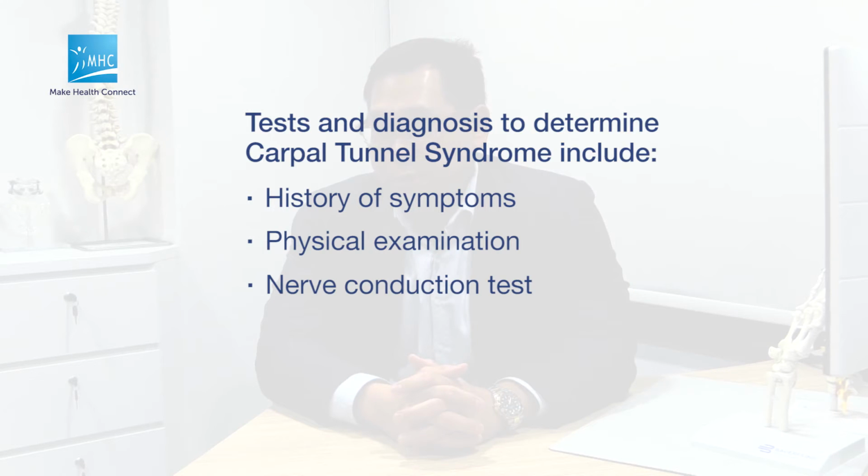Now, sometimes we do send the patients for a confirmatory test called the nerve conduction test. Using a nerve conduction test, we can check whether the nerve is compressed, because the results will tell us whether the nerve is transmitting signals at a reduced speed or a reduced amplitude. If that happens, we know the nerve is slowed and therefore being compressed, and this helps us to further confirm our diagnosis of carpal tunnel syndrome.